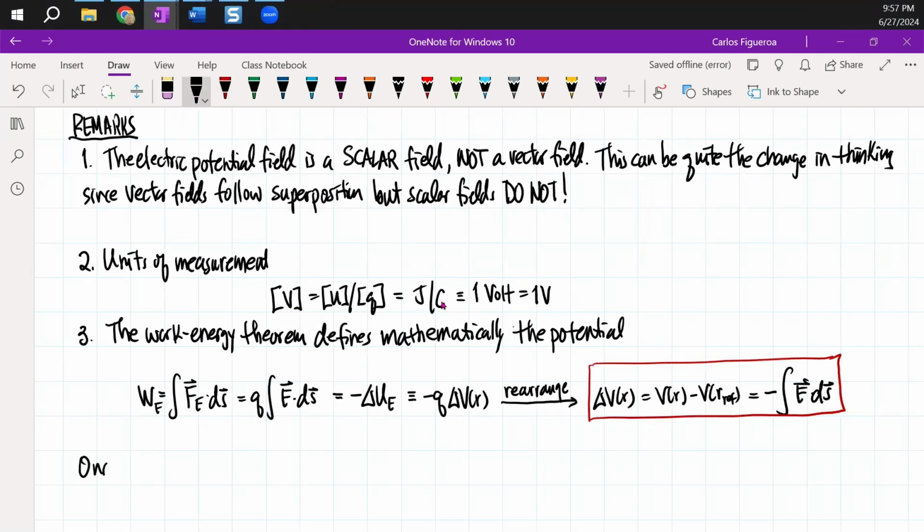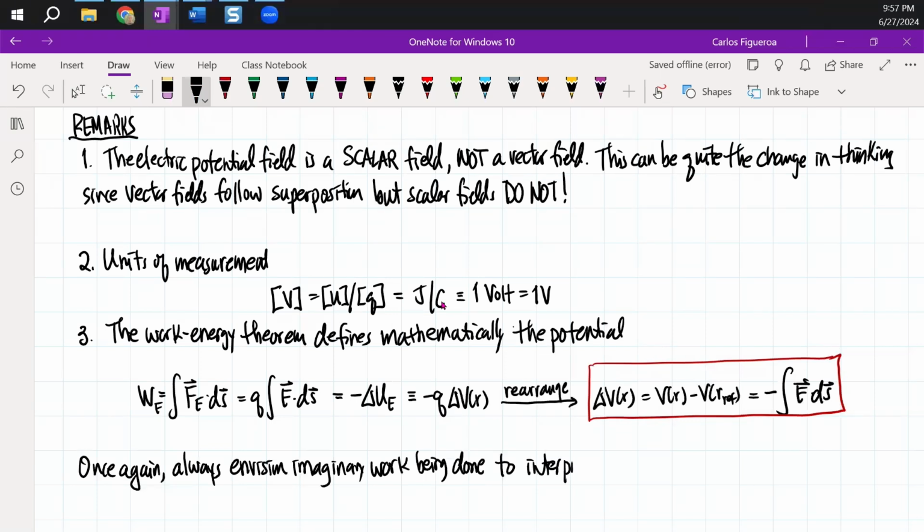Once again, always envision imaginary work being done to interpret the potential field.